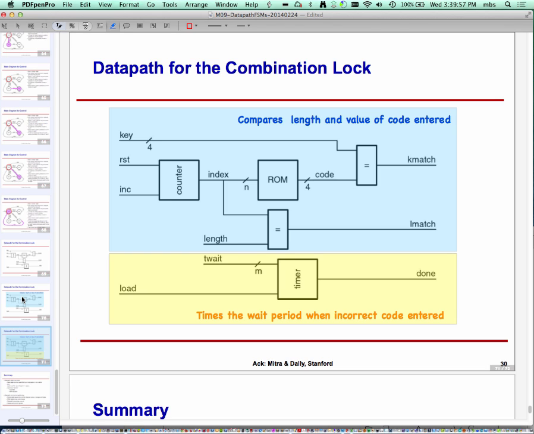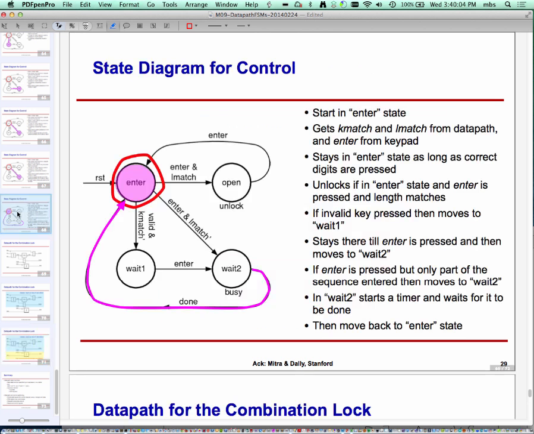Wait, did you just say that the wait period is used in the timer area? Because then, like... Hmm?